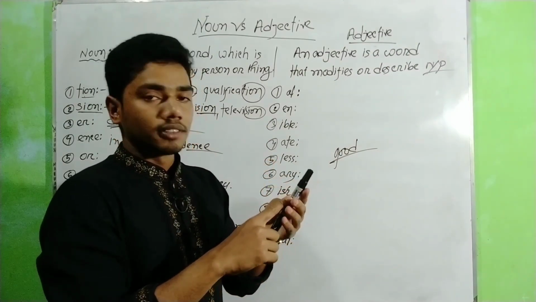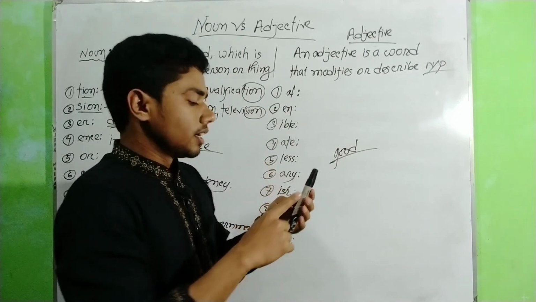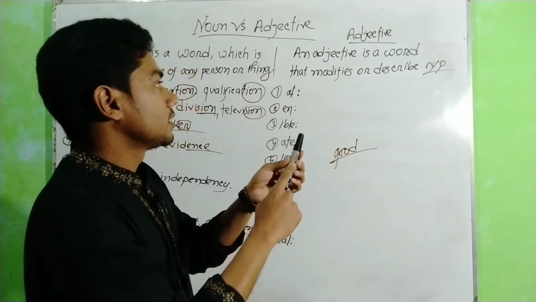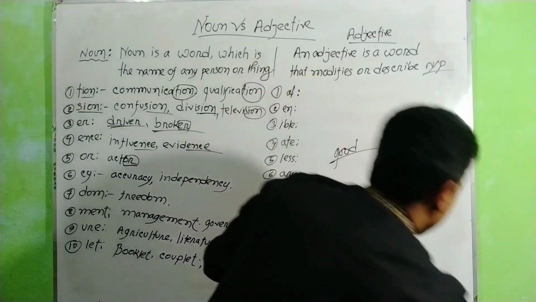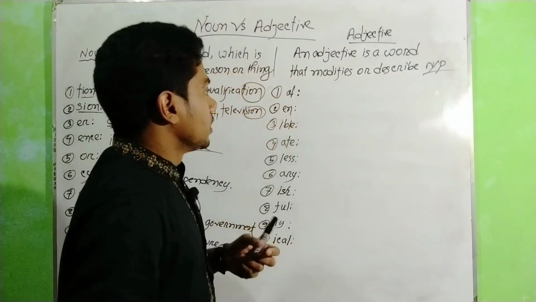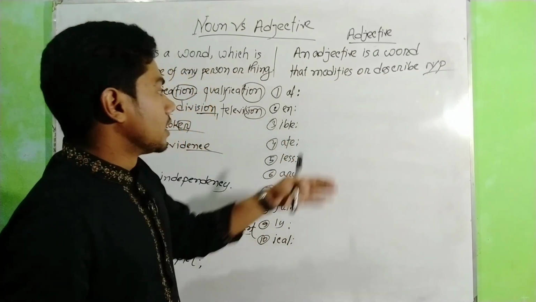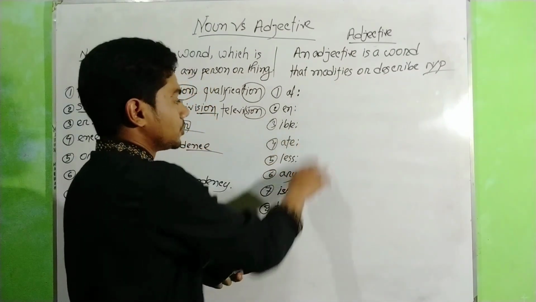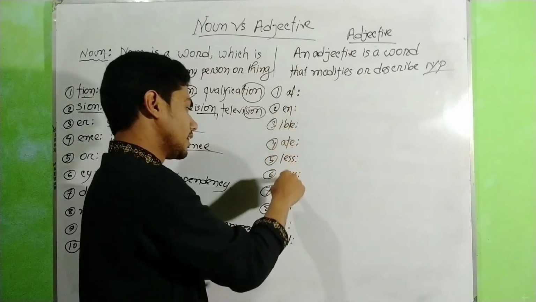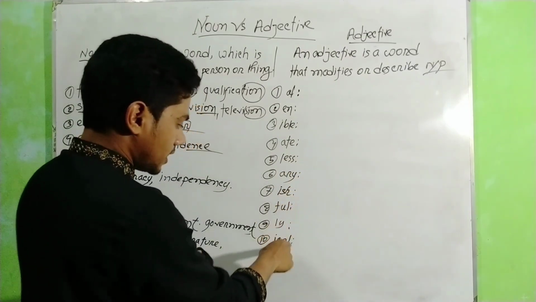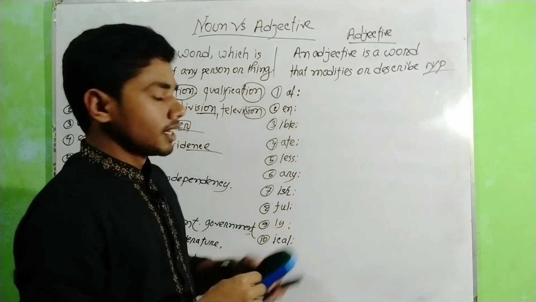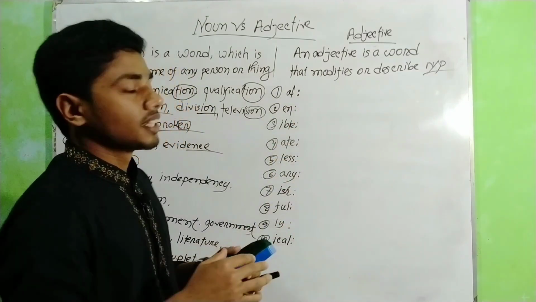I ask what type of pen, you say it's a good pen. So good just describes the characteristics of this pen. So good is an adjective. Actually, an adjective always describes the qualities of a noun or pronoun or any object. Okay, but there are some hints that can help you to identify an adjective, and those are: al, en, ible, ate, less, ary, ish, full, ly, ical. So if you see that any word ends with these, you are sure that this word is an adjective.